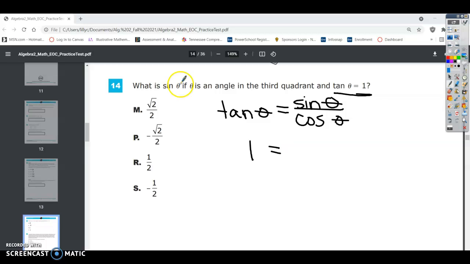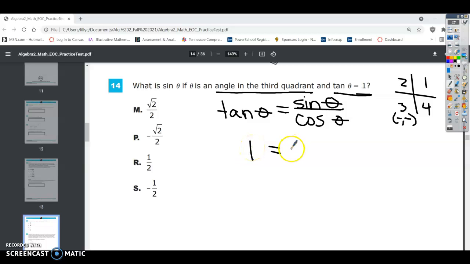Alright, it also says that it's in the third quadrant. If you think about the quadrants, you've got quadrant 1, 2, 3, and 4. So going left and down means that this quadrant has two negative answers. So sine and cosine both are negative in the third quadrant. Alright, so what equals 1?